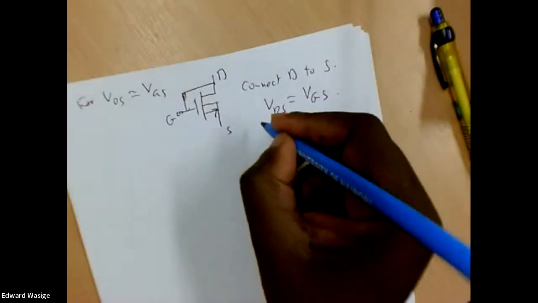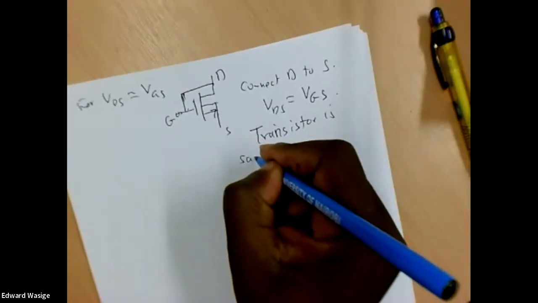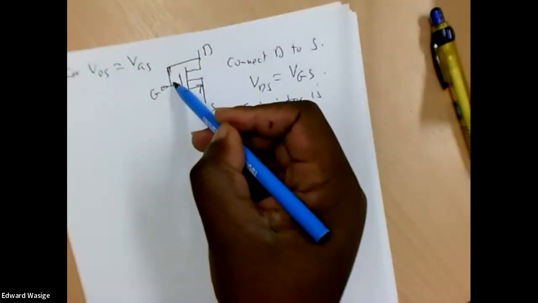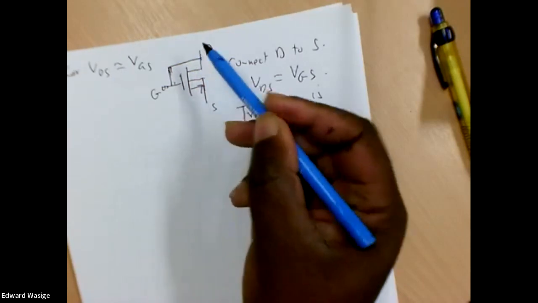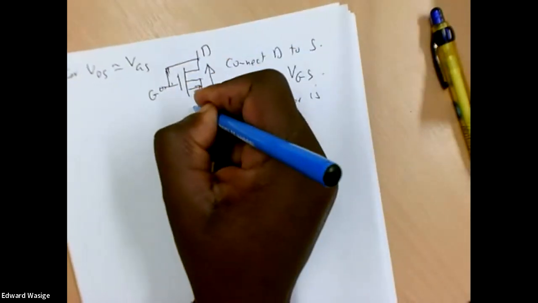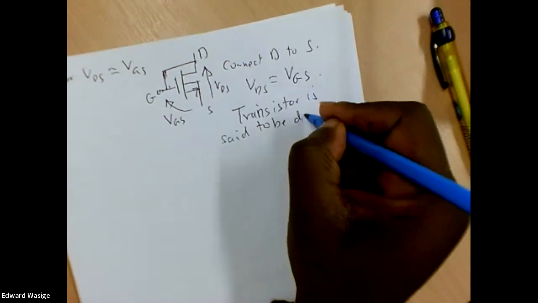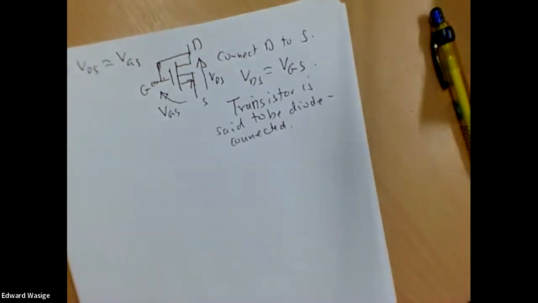The transistor is said to be diode connected. The transistor now looks like a two-terminal device, or it's actually a two-terminal device because this terminal and that terminal, we've shorted the two of them. And so the voltage across the drain and source is the same as the voltage across the gate and the source. Often that expression is used, that the transistor is diode connected. That simply means that instead of having 3 terminals, we now have 2 terminals.